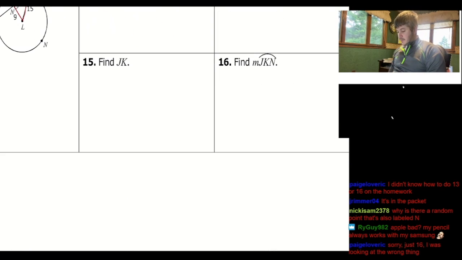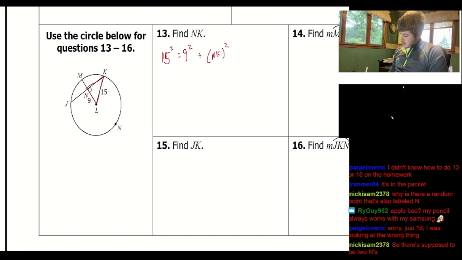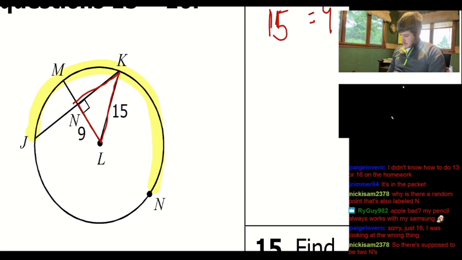And then number 16, find the measure of arc JKN. So let's see what JKN looks like. So JKN is this guy right here. Let's see how we would figure that one out. So there's nothing saying that, yeah, that's definitely more than half a circle.